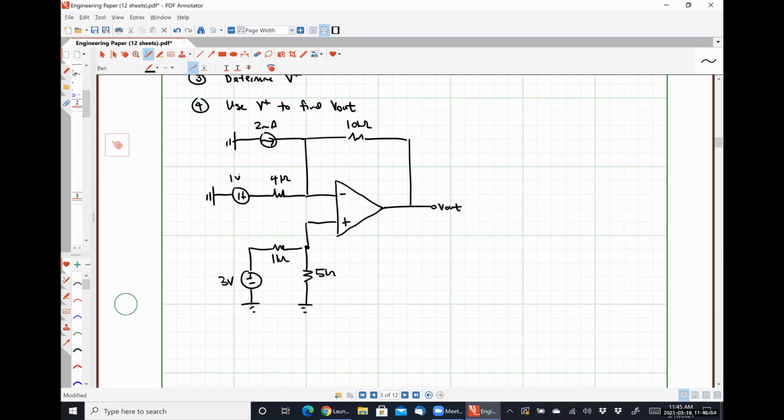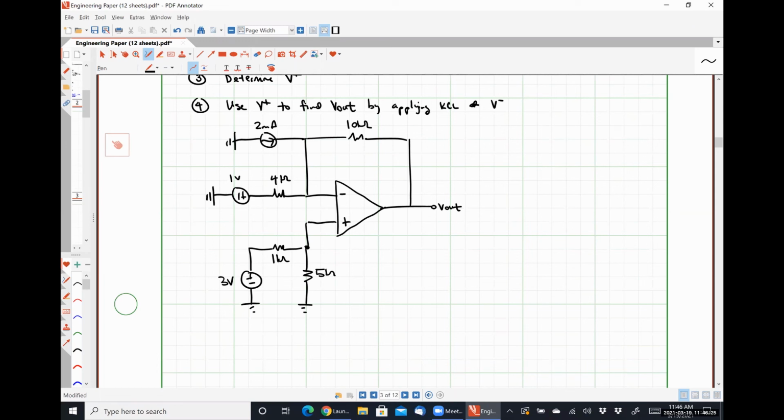I'm going to amend rule 4 slightly. Instead of just arbitrarily saying use V plus to find V out, I'm going to say use V plus to find V out by applying KCL at our inverting input terminal.